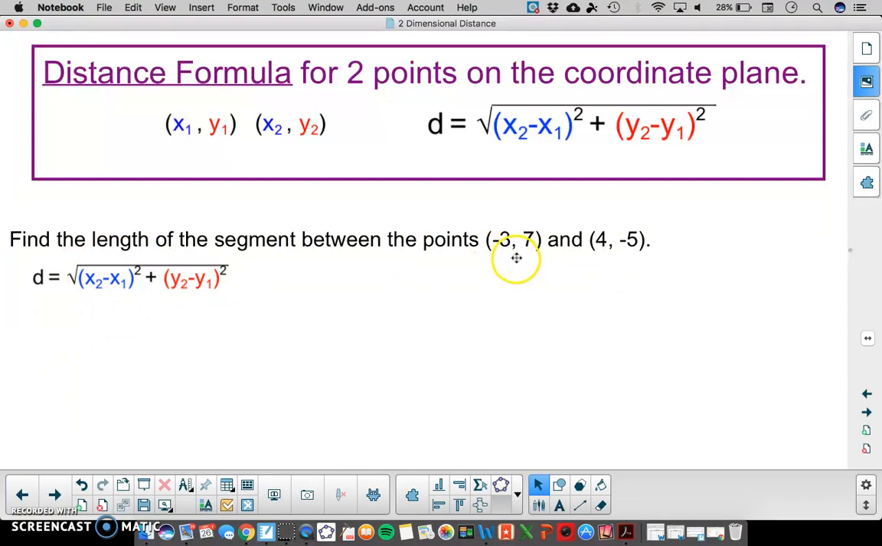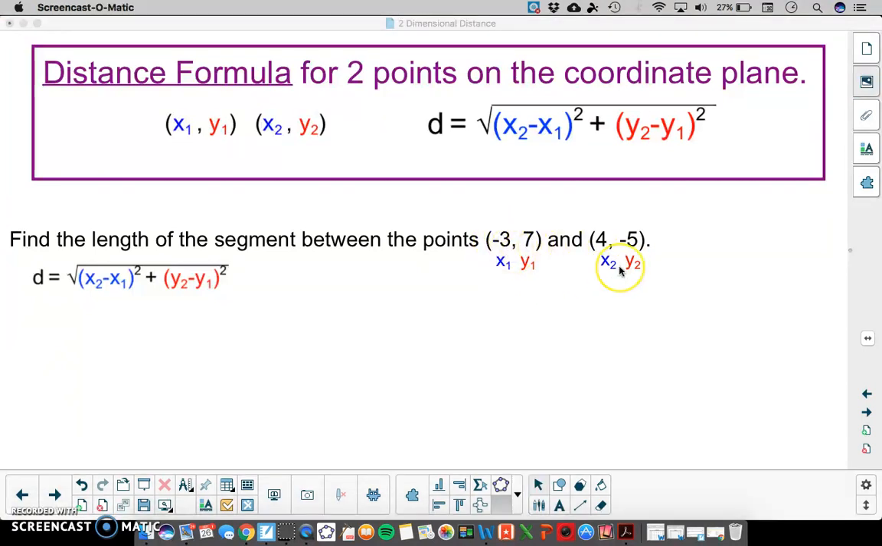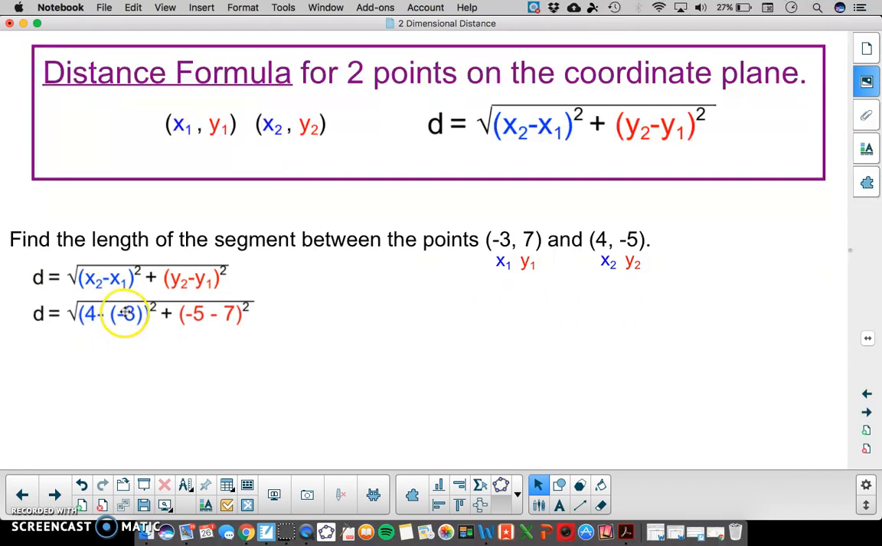So first, go ahead and label your points x1, y1, x2, y2. It just helps keep things straight so you know exactly what goes where in the formula. So x2 minus x1, that's going to be 4 minus negative 3. y2 minus y1 is going to be negative 5 minus 7.